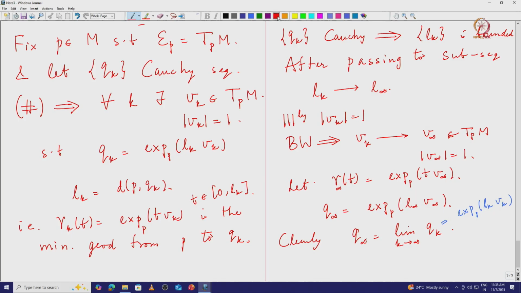So we started with the Cauchy sequence Qk, and now we have constructed a limit. So every Cauchy sequence has a limit. This implies that M is complete. Okay, so this completes the direct proof from 2 and hashtag to 1. Okay. All right. So this completes the proof of Hopf-Rinow modulo proving hashtag. So, in the next lecture I will prove the statement hashtag.